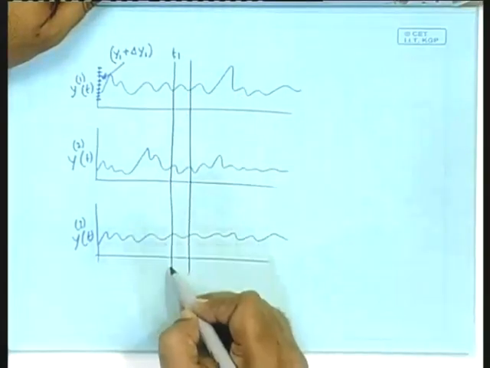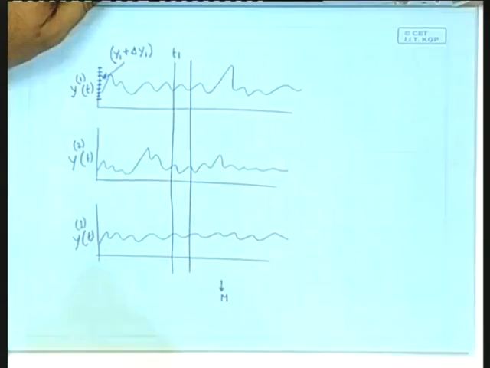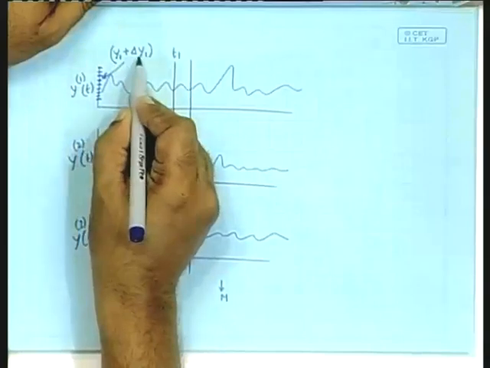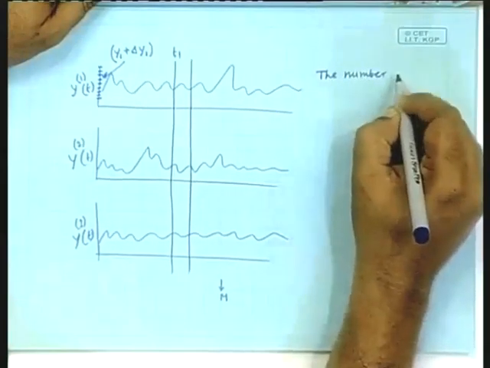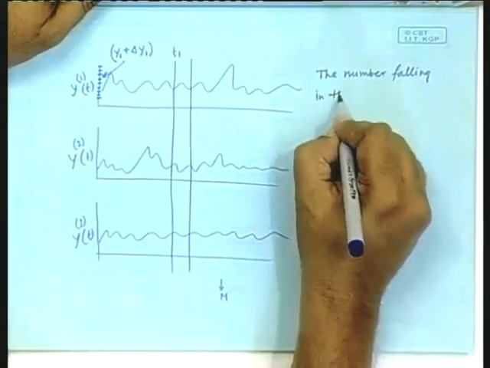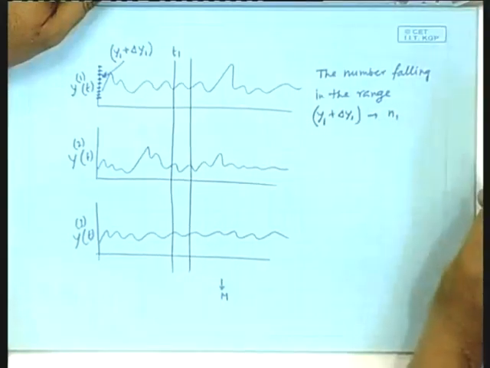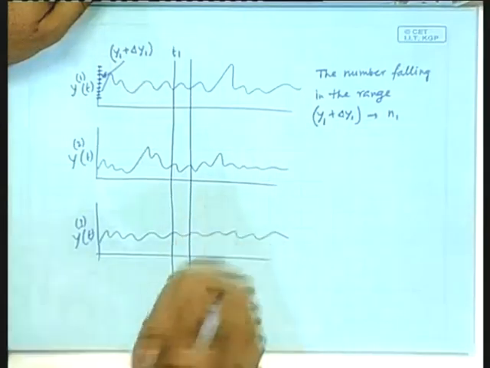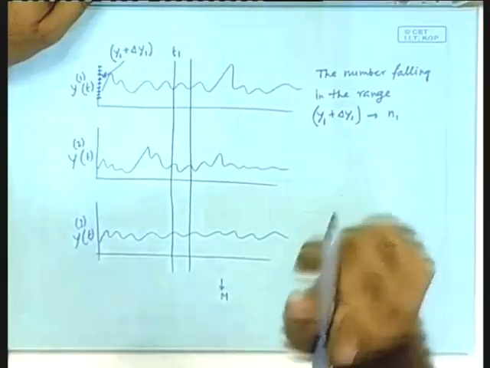That means we have identified a time and are saying that, out of the whole number, how many are there? Suppose m number of ensembles are there in total. Out of the total m, say a small number n1 was within this range y1 plus delta y1. Then we might say the probability of finding a member of the ensemble in the range y1 to y1 plus delta y1 would be n1 by m at time t1.